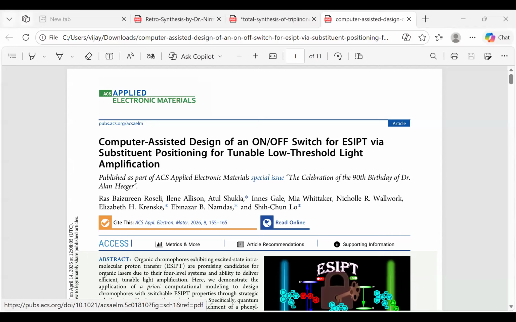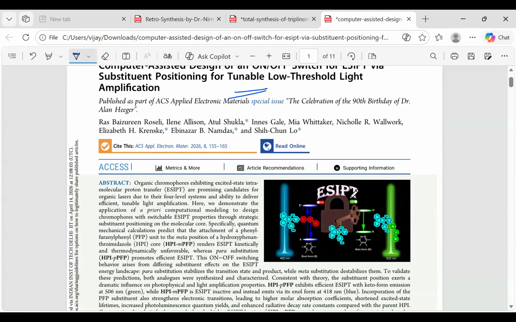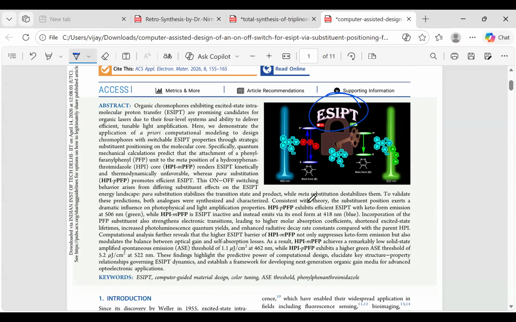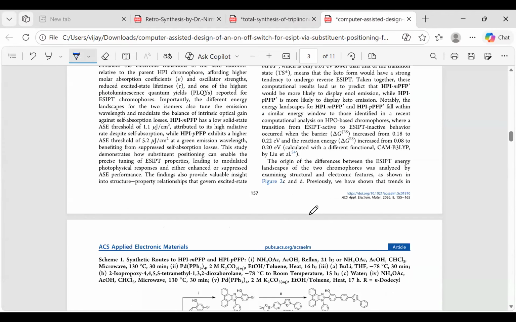Okay. So this is one recently published paper from our group. This is basically on some ESIPT molecules, that is excited state intramolecular proton transfer. In the excited state, the molecule transfers the proton to its corresponding keto form, sorry, tautomeric form. So that's what ESIPT stands for.